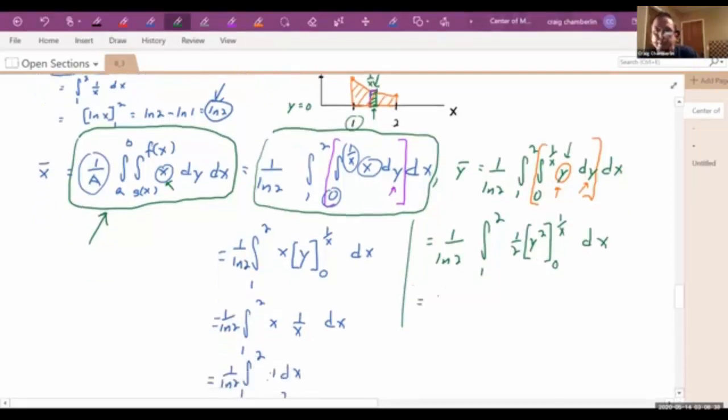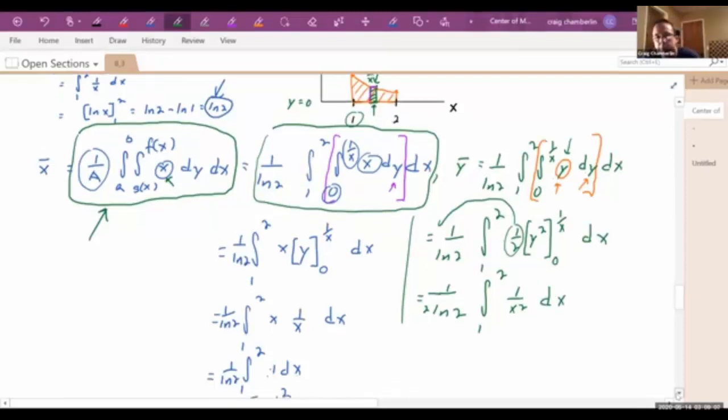Okay. So applying the fundamental theorem on that inner quantity. By the way, if you want, you could pull this 1/2 out here and make it 1 over 2 natural log of 2. Let's do that. And then you just have to worry about 1 over x squared. So when you plug in a 1 over x to y squared, you get 1 over x squared minus 0. So I'm not going to write that down. That's what it becomes as a single integral.